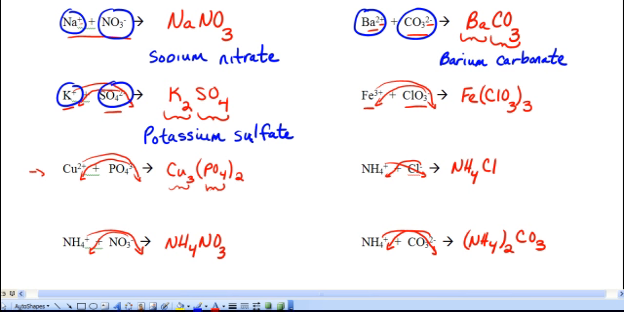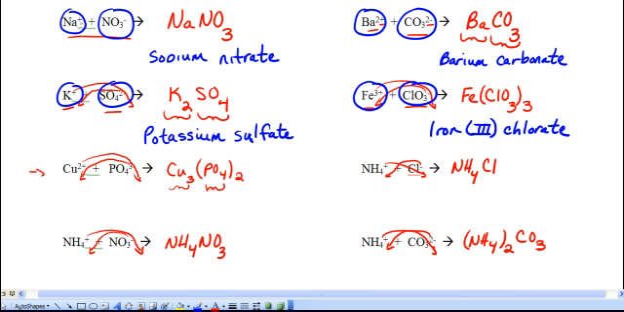Going over to this next one, the name of this cation. We have a transition metal here, so you're going to have to use a Roman numeral. Iron can have multiple charges. In this case, it's a 3+, so we call this iron 3. The name of that anion is chlorate. So the name of the compound is iron 3 chlorate.